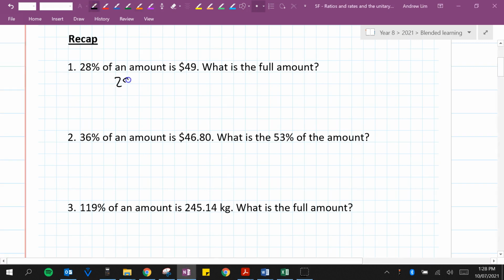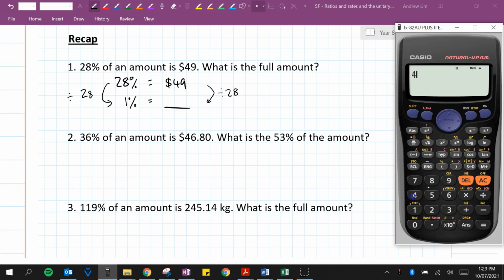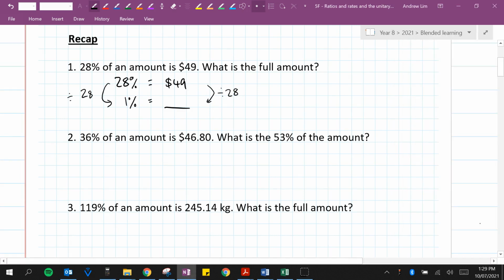So we say 28% is equal to $49. In order for us to work out any amount, we always want to find 1% first, because that makes it nice and easy. So to get 1%, we need to do 28% divided by 28. So we need to do the same thing with that 49. And 49 divided by 28 is equal to $1.75.